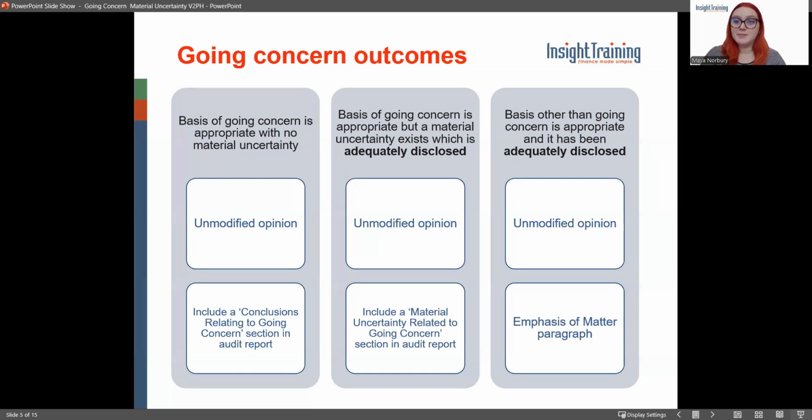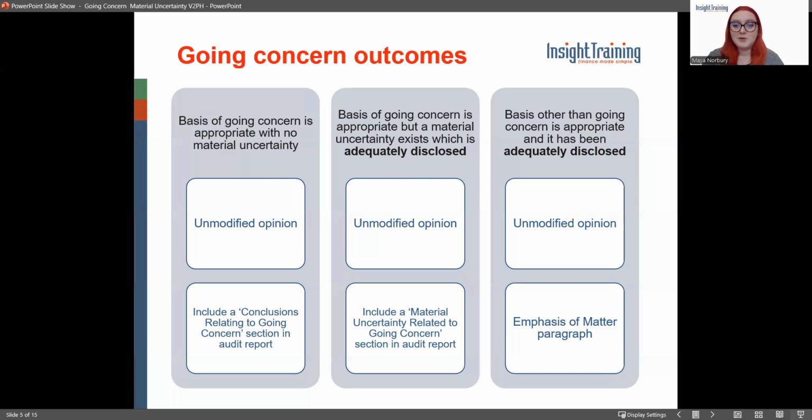For the second example, the basis of going concern is still appropriate, but a material uncertainty exists which is adequately disclosed. And we'll look at an example of that later in this session. So the output of that is you have an unmodified opinion, but you include a material uncertainty related to going concern section in your audit report.